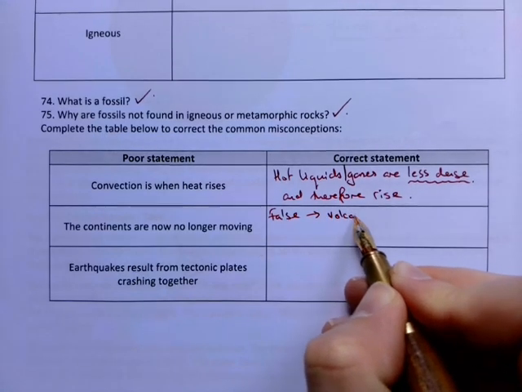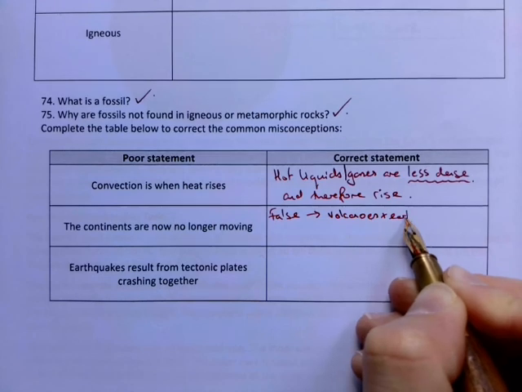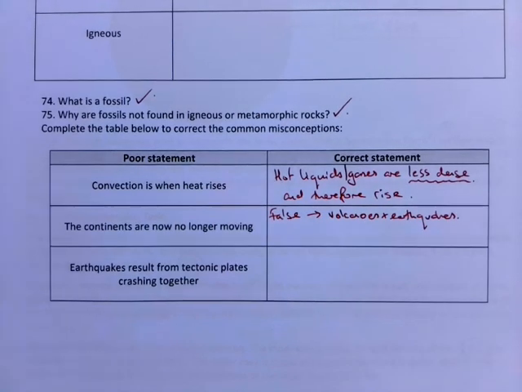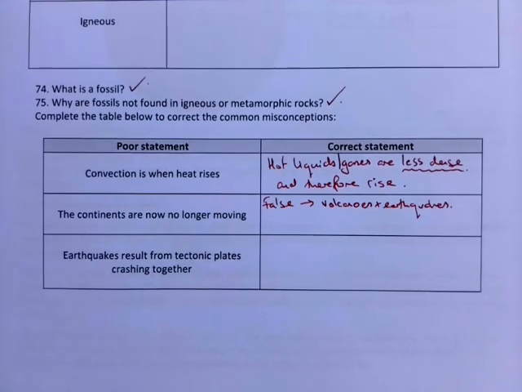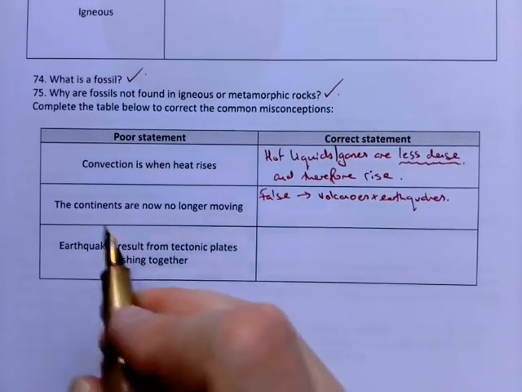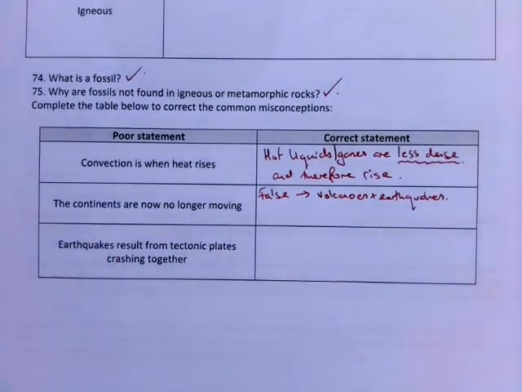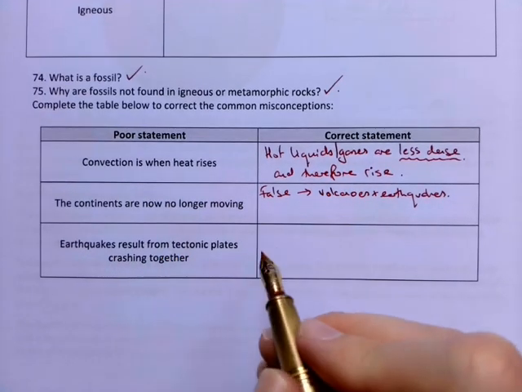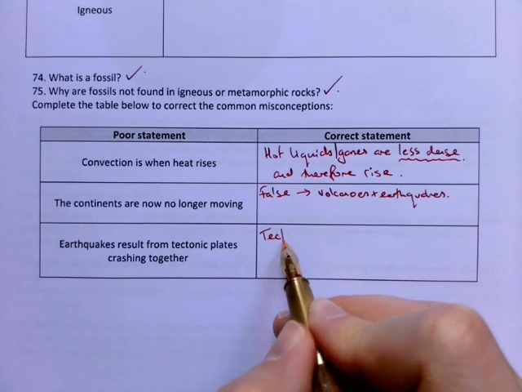Evidence: volcanoes and earthquakes. Okay, so if they weren't moving, we wouldn't have any volcanoes or earthquakes, but we do have volcanoes and earthquakes, so they must still be moving, because the continents are part of the tectonic plates. And earthquakes result from tectonic plates crashing together. No, so tectonic plates move very slowly.